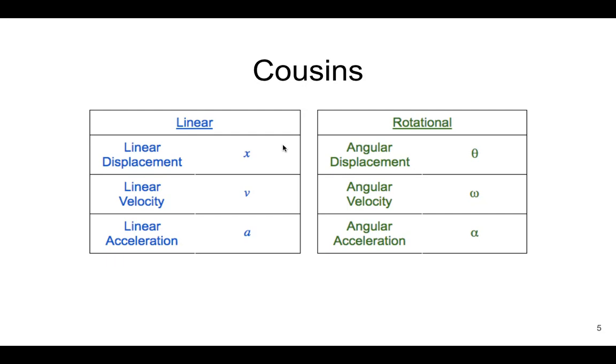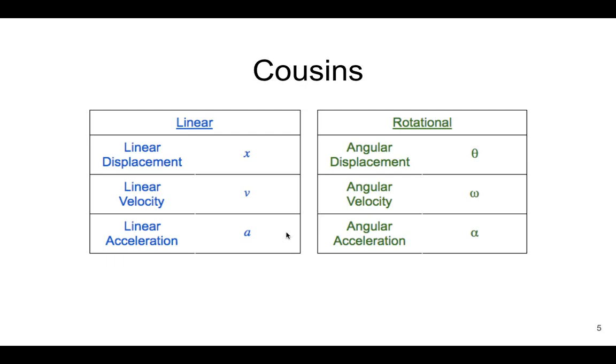On the linear side, we learned displacement, also called position. That was x, and then there's regular velocity v and regular acceleration a. These guys all have rotational cousins. The cousin to linear displacement is angular displacement, theta. The cousin to linear velocity v is angular velocity. This is omega, a lowercase Greek omega.